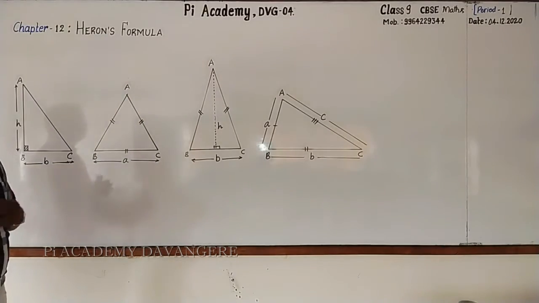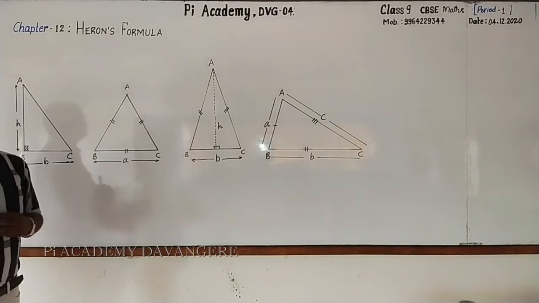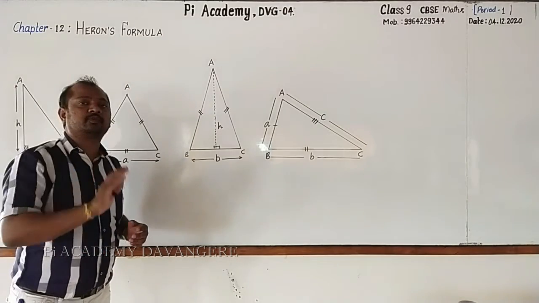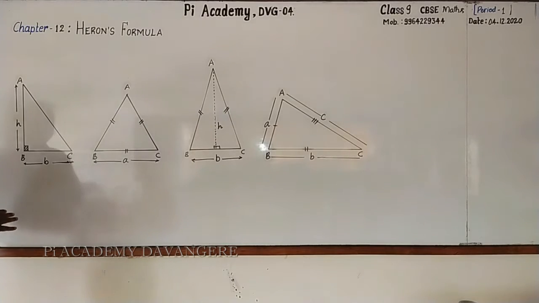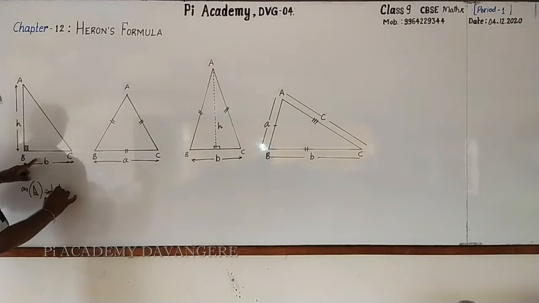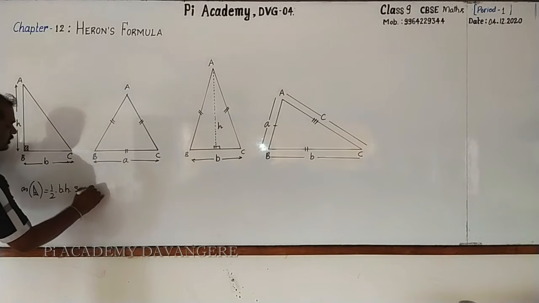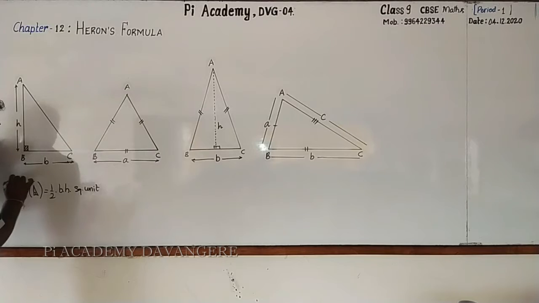If it is so, for which of these four triangles we can use this formula to find out the area of the triangle? Yes, you are right. It is for the first one. That is, to find out the area of the right triangle, we use the formula half into base into height. Square unit is the standard unit of area.